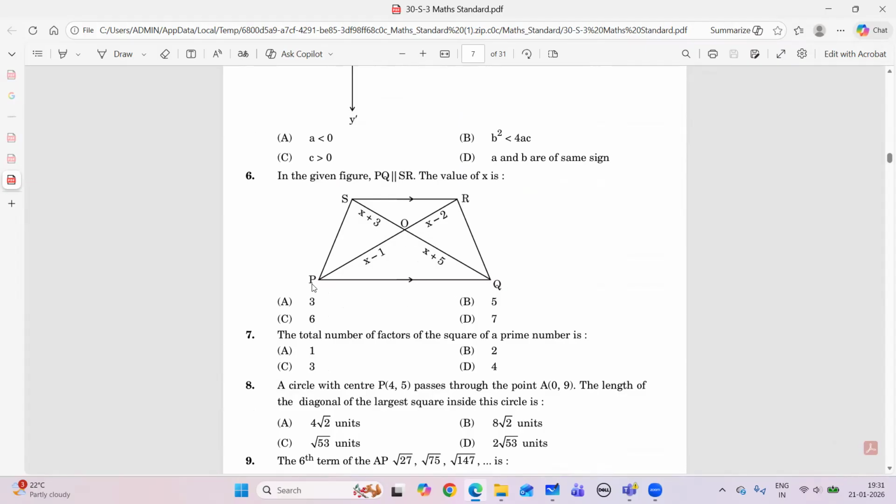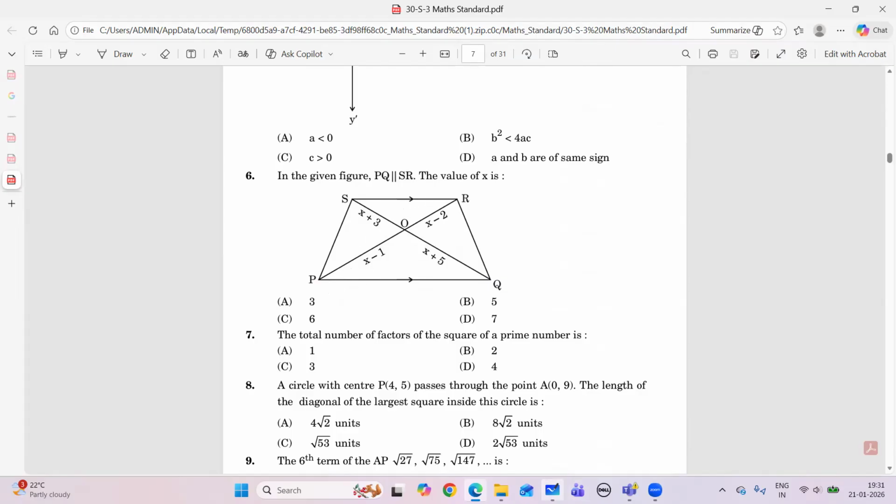The points P, Q, R, S form a trapezium because these two opposite sides are parallel. Now you join the diagonals PR and SQ, and let them intersect at the point O. Now OS is x plus 3, OQ is x plus 5, PO is x minus 1, OR is x minus 2. We are given that these two lines are parallel, and you look at these angles. These two angles are alternate interior angles, so they become equal. Similarly, this angle and this angle are also alternate interior angles, so they also become equal.